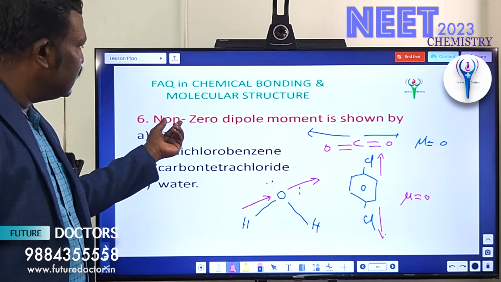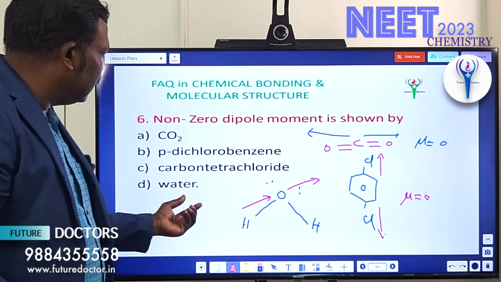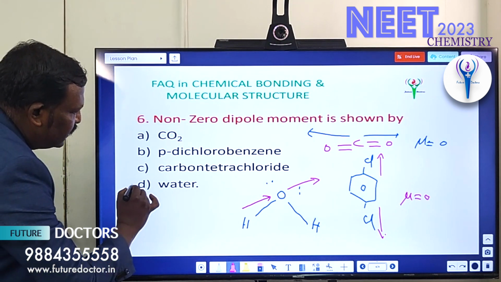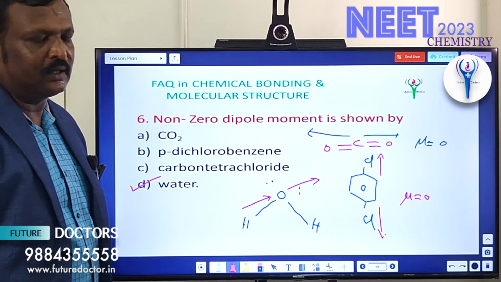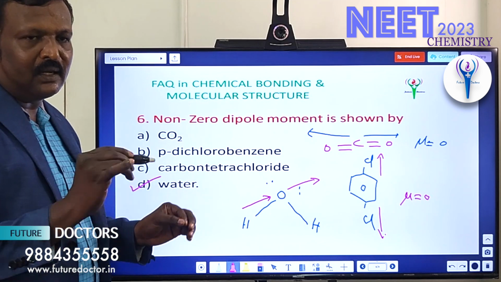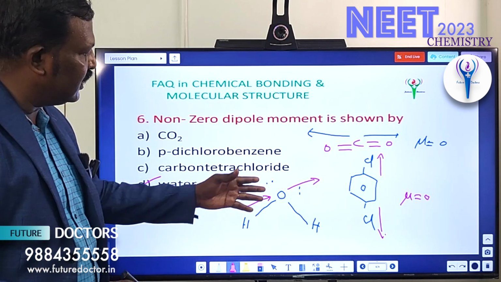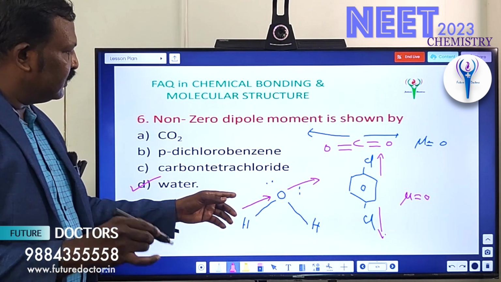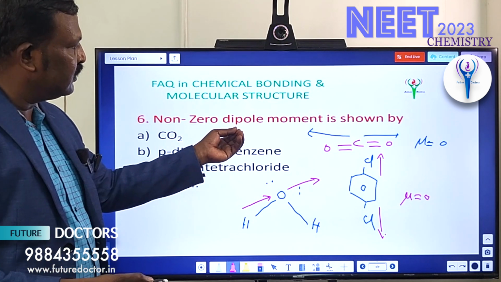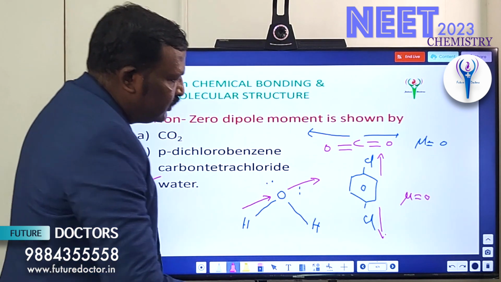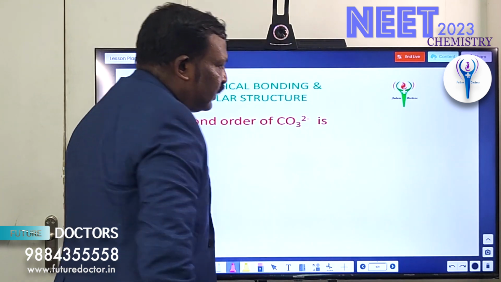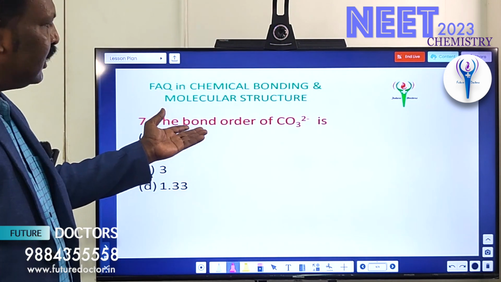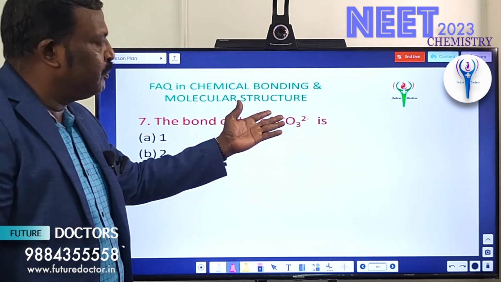So non-zero dipole moment is shown by, among these, which one is correct? D is the correct one. Understood? It is based on electronegativity. You must know the electronegativity, then only you can identify which one has a dipole moment and which one does not. Understood? Okay, next one. We found the bond order for a diatomic molecule, but this is called a polyatomic molecule.